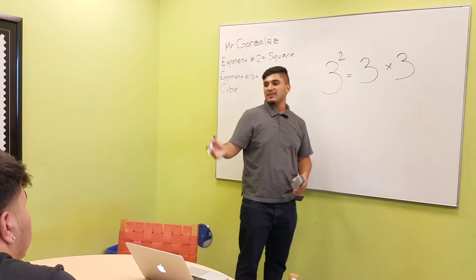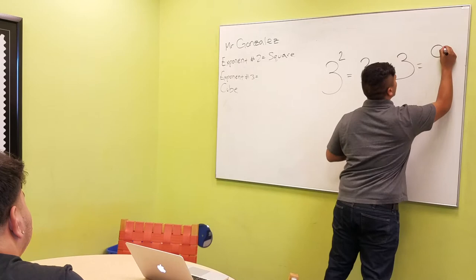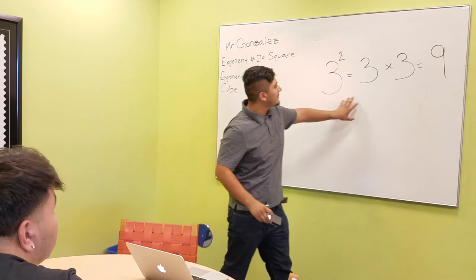6? No, it's 9. 3 times 3 equals 9. So 3 squared is the same thing as 3 times 3, which is 9. So give me another number.